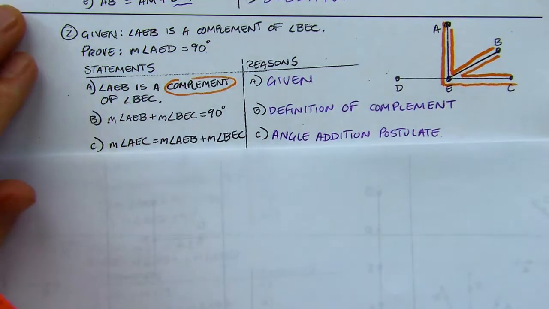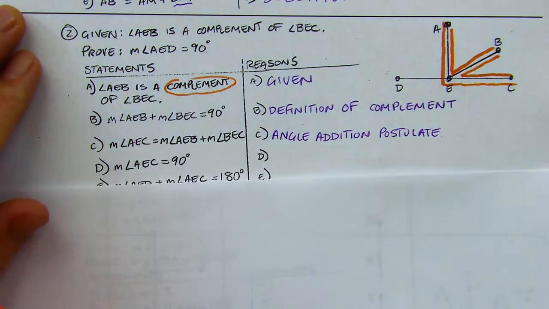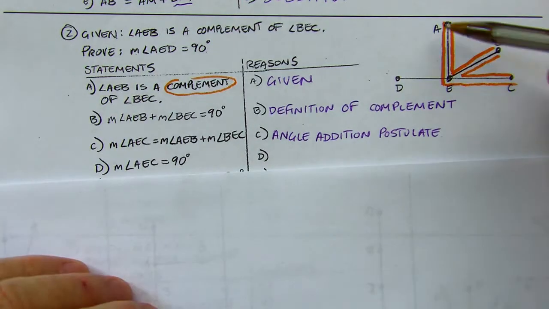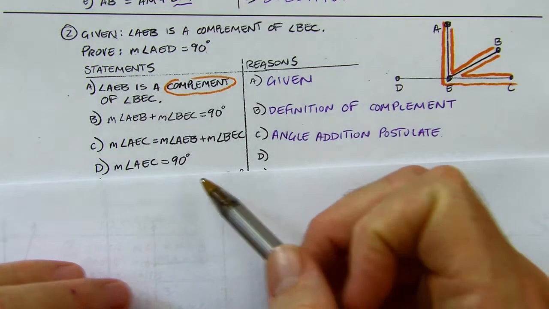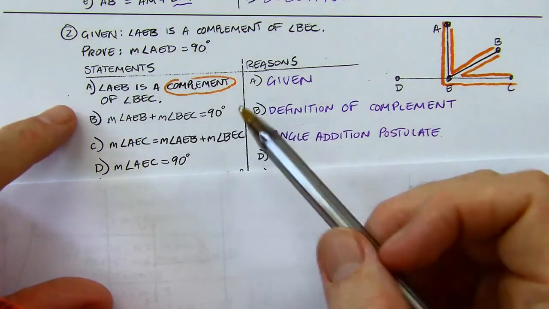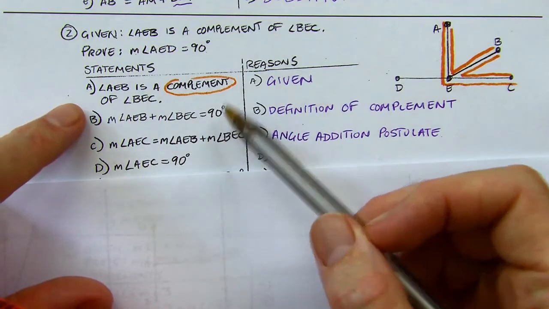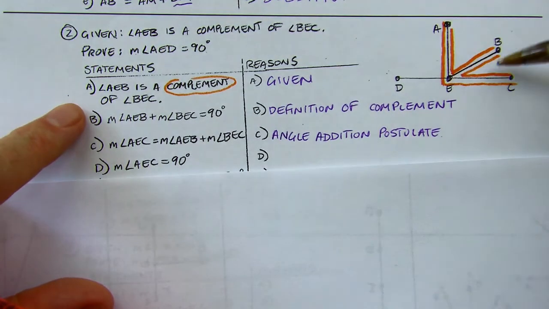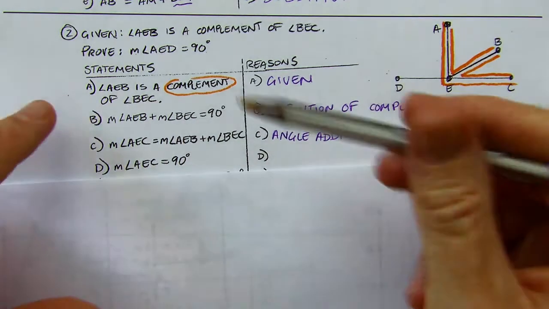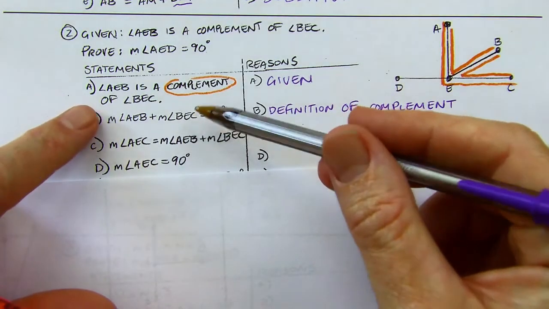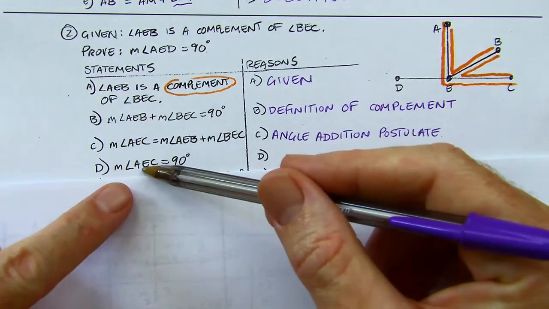Okay. Next step. Now AEC, that orange angle I just showed, is 90 degrees. Okay. Now you can actually make an argument that because we already said that the two smaller angles add up to 90 degrees, we could say angle addition postulate again to turn this into that.